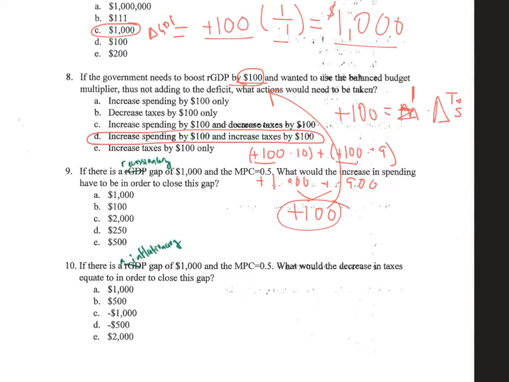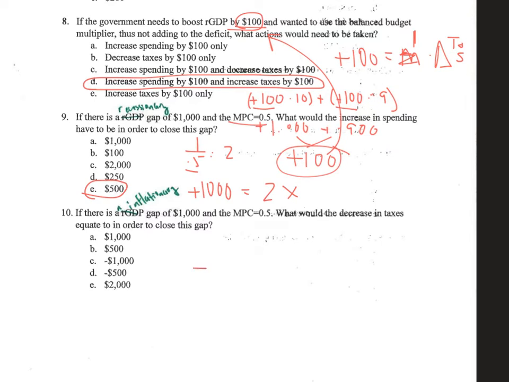Number 9, if there's a recessionary gap of 1,000, so we want to increase GDP by 1,000, and the MPC is 0.5, what would the increase in spending have to be? So 1 over 0.5 gives us a multiplier of 2, because if the MPC is 0.5, the MPS is 0.5. So a multiplier of 2 means that we'd have to increase spending by 500. And then lastly, if there's an inflationary gap, so we want to decrease GDP by 1,000, and the MPC is 0.5, what would the change in taxes need to be? So the taxing multiplier would be negative 0.5 over 0.5, which is negative 1. So we would need to increase taxes by $1,000 to reduce the inflationary gap of 1,000.